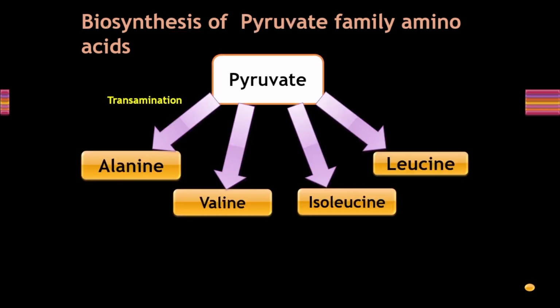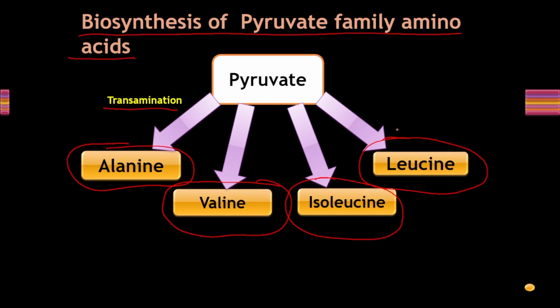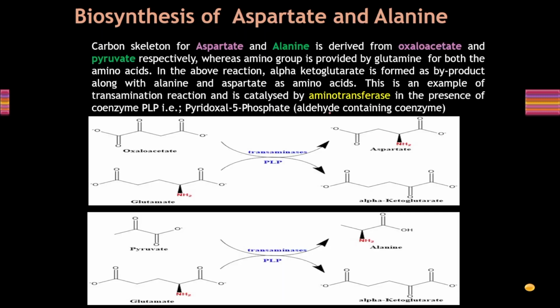Then we have the biosynthesis of the pyruvate family amino acids. From the pyruvate, you can have a transamination that gives you alanine. From the pyruvate, you can also have a precursor for the valine, isoleucine, and leucine biosynthesis. So let's see how you can have the biosynthesis of the aspartate family groups.